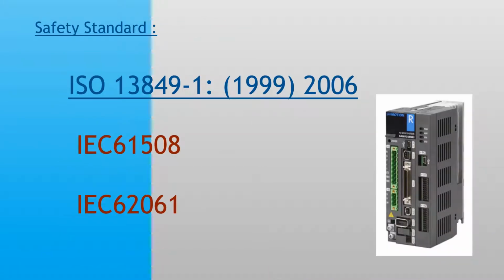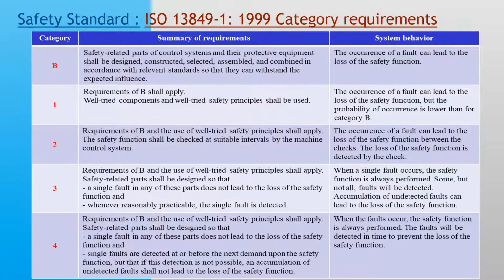Next, we will explain about safety standard. ISO 13849-1 from 2006 is an international standard that revises ISO 13849-1 from 1999, which was based on the conventional standard EN 954-1 by adding details from IEC 61508 and IEC 62061, which define functional safety.